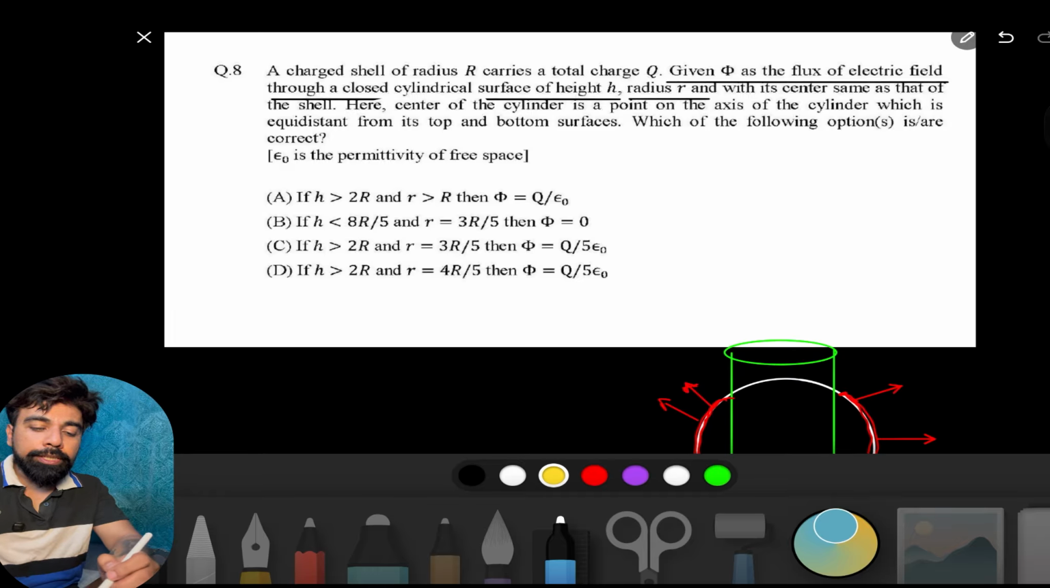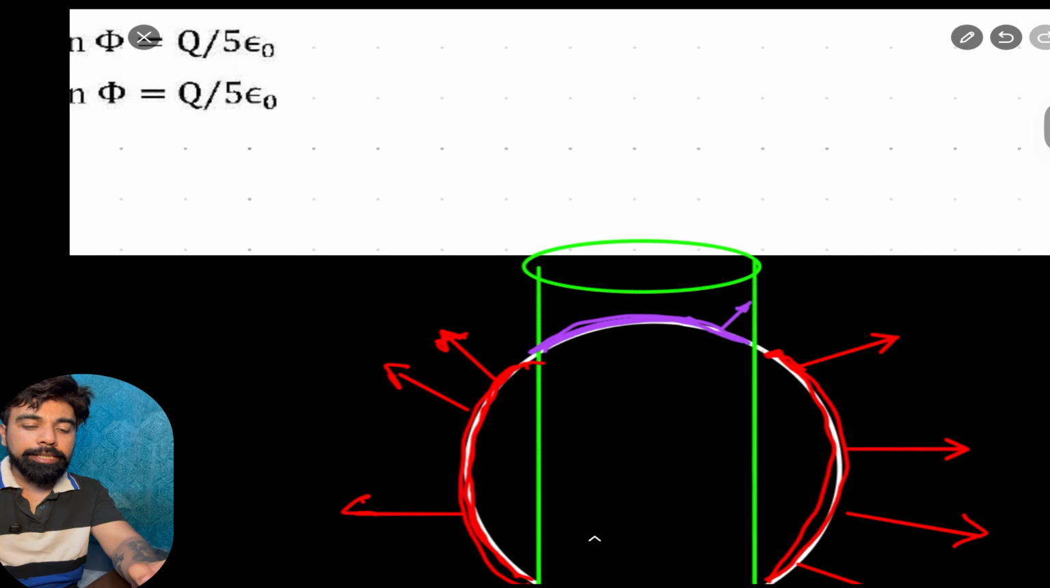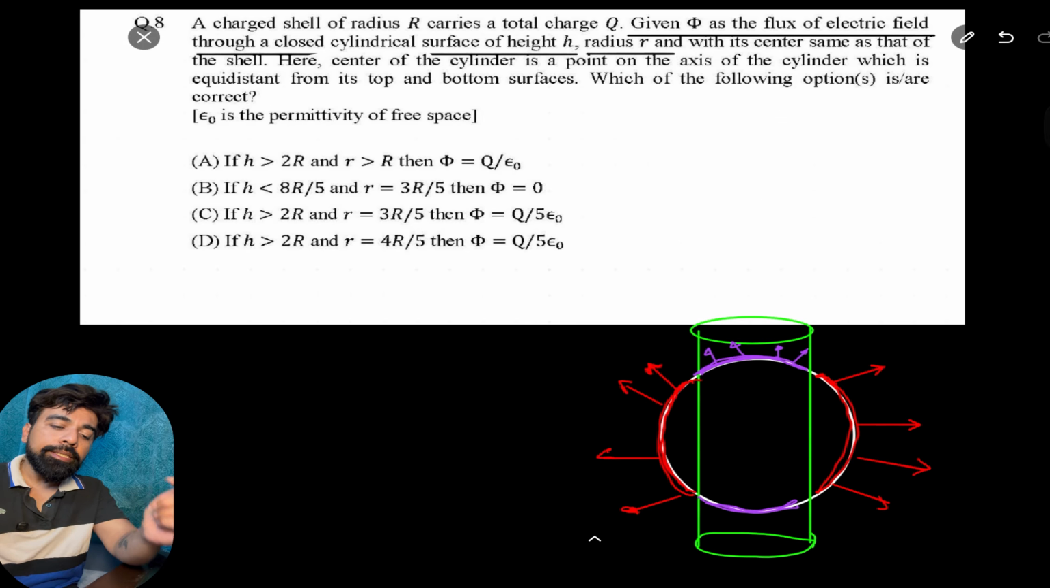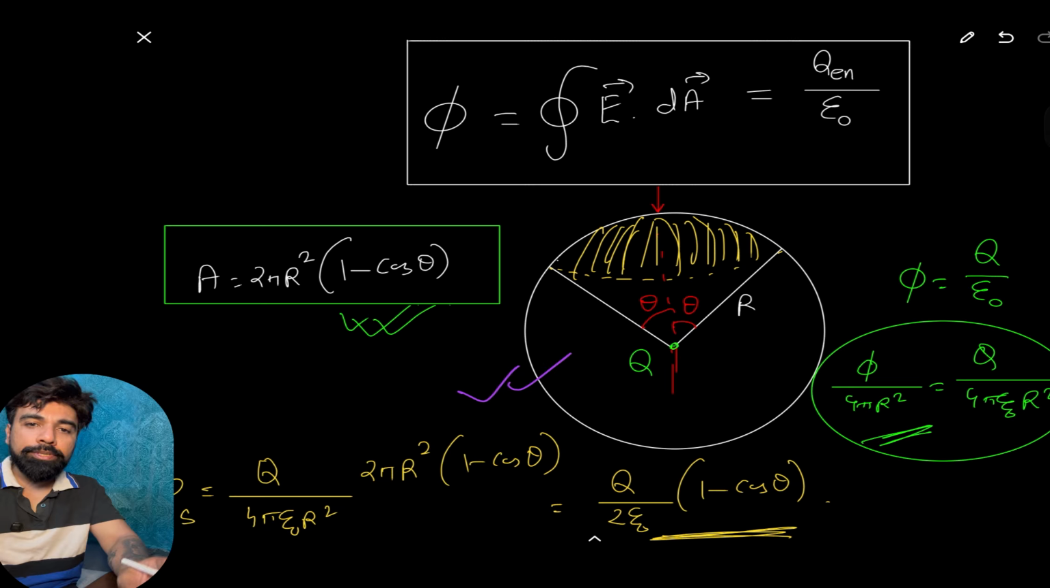But if you see the diagram, the northern part of the sphere and the southern part of the sphere, their field lines, you can see easily that they pass through the cylinder. So those two fluxes have to be calculated, and flux is a scalar quantity. So you find out the flux of the upper purple part and the lower purple part, right? So how to do that? For that I'll use this concept, okay?